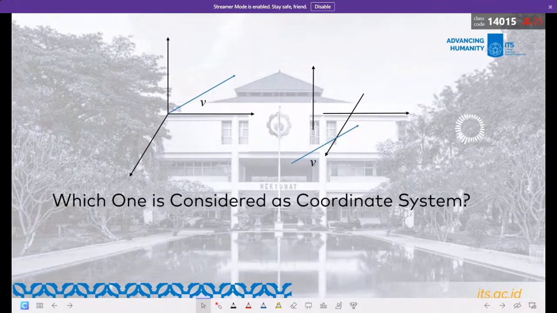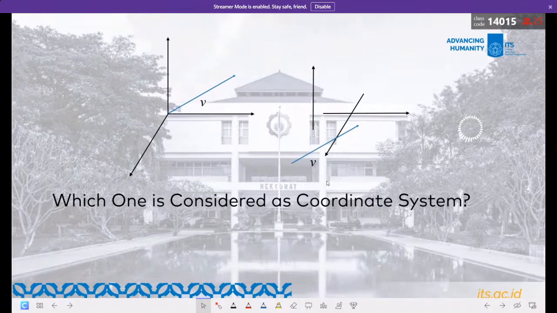May I get your answer for this simple question? So, which one is considered as a coordinate system now? This is to review your understanding. Which one, left or right? The left one, I think. The left one. Okay.